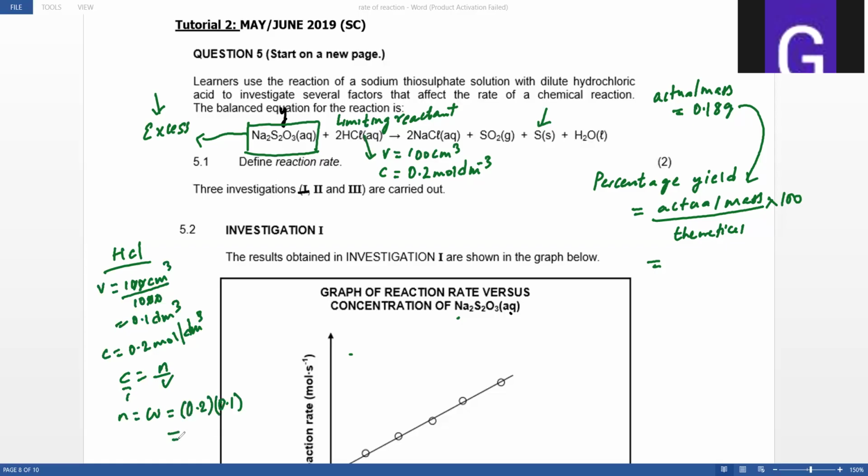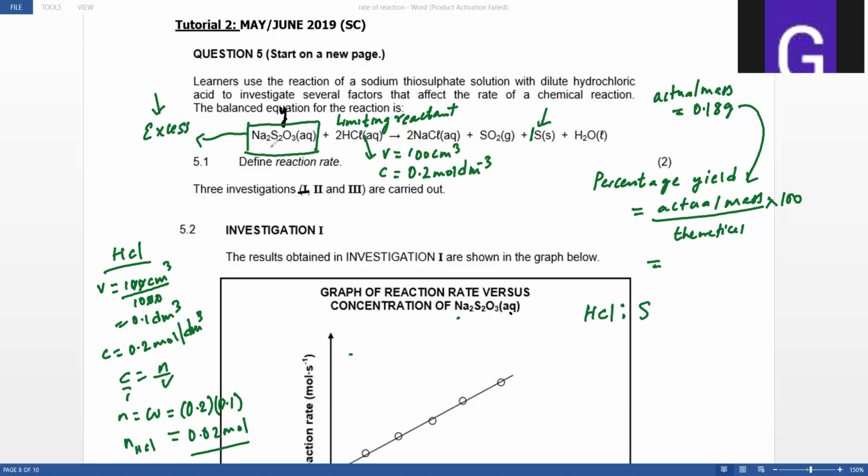Let's now calculate the number of mole. So we're going to have 0.2 multiplied by 0.1. So this will give us a mole of 0.02 mole. So this is the number of mole of HCl. But now we do not want to know about HCl, we want to know about sulfur. Now we're going to use stoichiometric calculation to say we are comparing hydrochloric acid and sulfur.